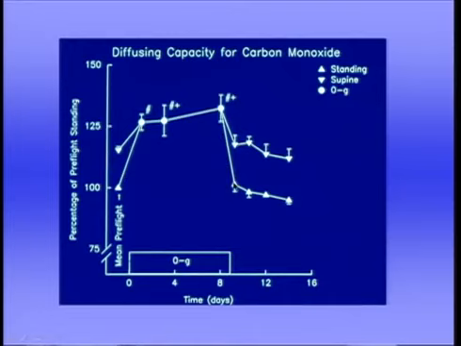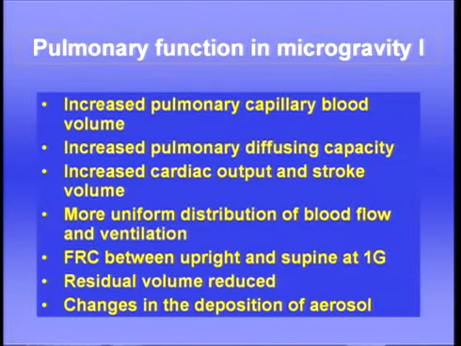And you can see that when the subject came back down to Earth again, there was an immediate return to essentially the normal values that was seen before. So this is an example of the change in diffusing capacity. Now, all sorts of measurements have been made in space, and it's not appropriate to talk about them here, but I'll just summarize some of the most important findings. As I said, there's an increase in pulmonary capillary blood volume.